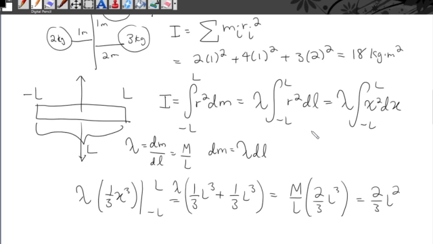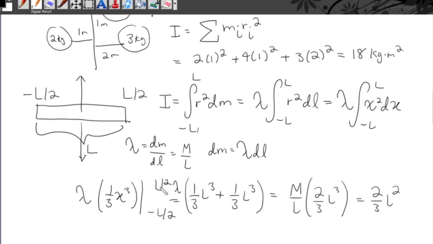Sorry about that. Oh, actually, you know what? Okay, my bad. This should be from negative L over 2 to L over 2. Since this whole thing is lambda L, that changes things a bit.